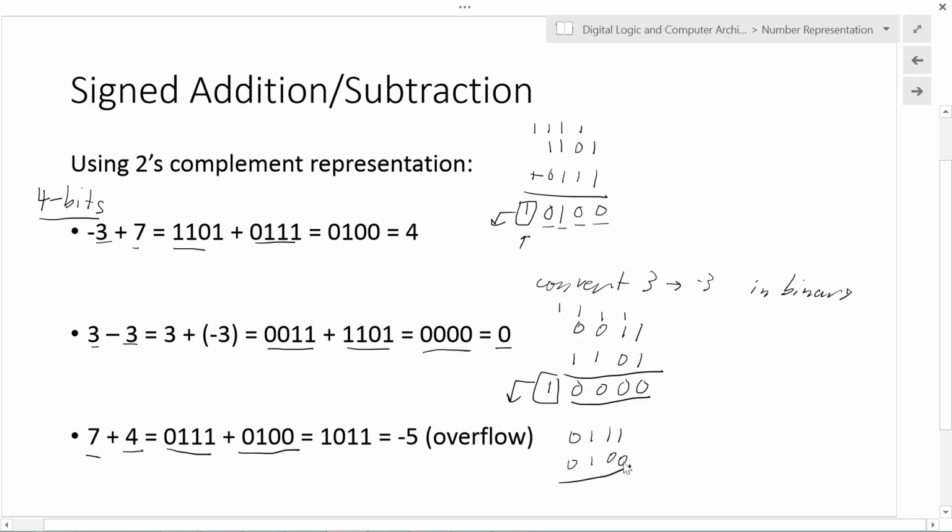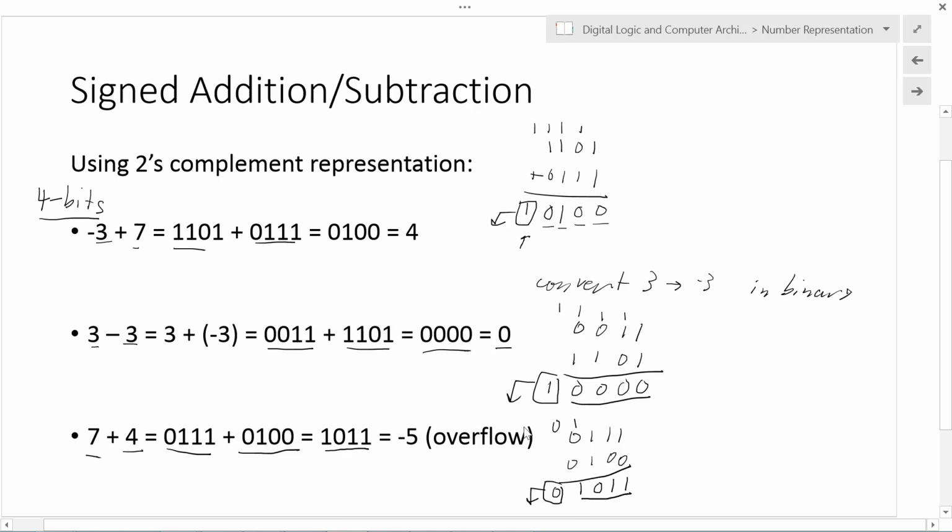What do we get? 1 plus 0 is 1. 1 plus 0 is 1. 1 plus 1 is 0. Carry the 1 because 1 plus 1 is 2. So 2 in binary is 1, 0. And then 1 plus 0 is 1, and then any carry would be 0. This carry is ignored here, so we have 1, 0, 1, 1.